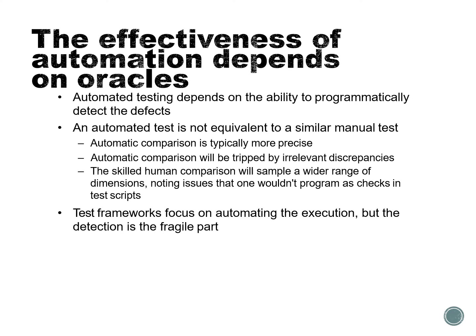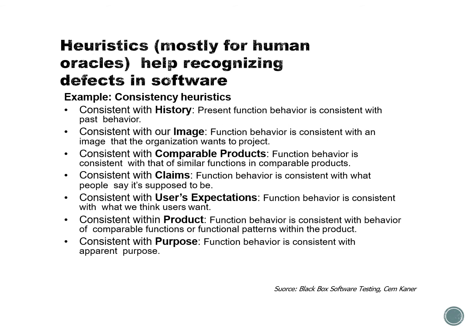They understand what is an important problem and what isn't. But the Oracle problem comes from the fact that you have to explain this to the computer. So humans use heuristics. So we can, without any more or less training, compare against these things.